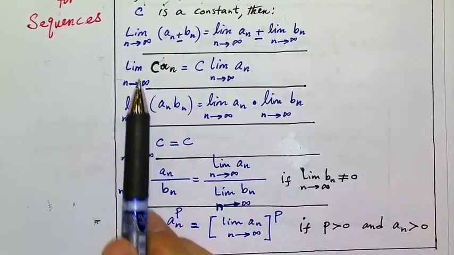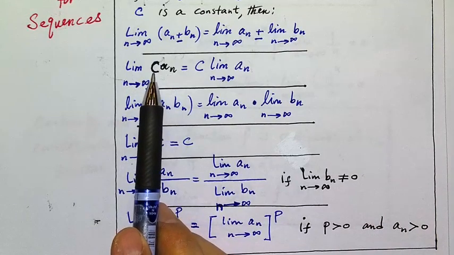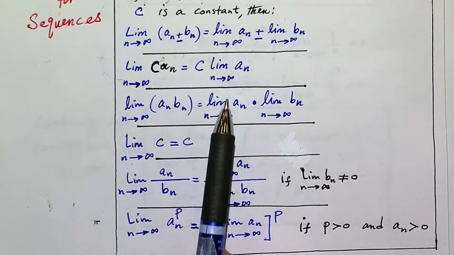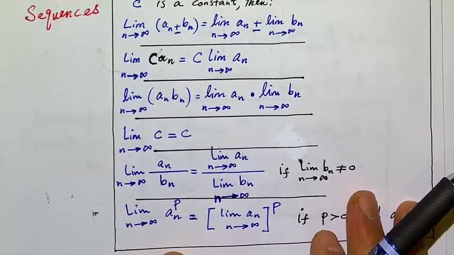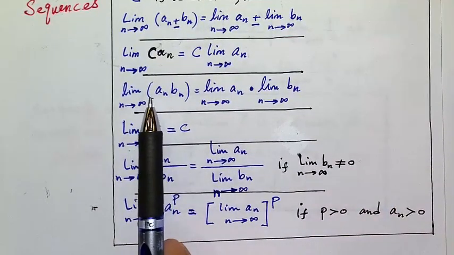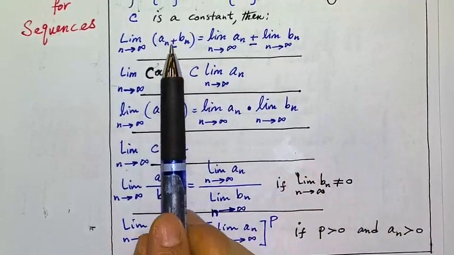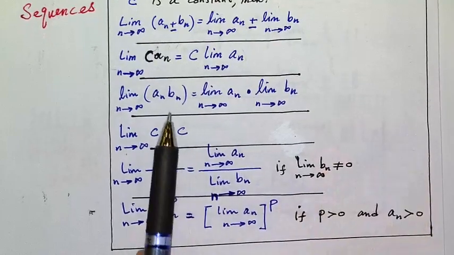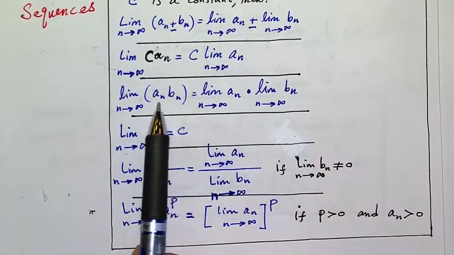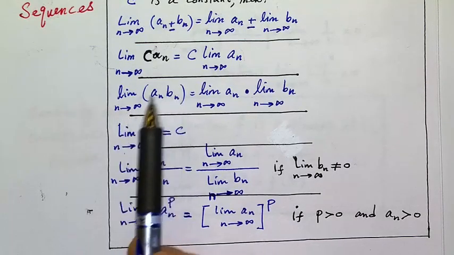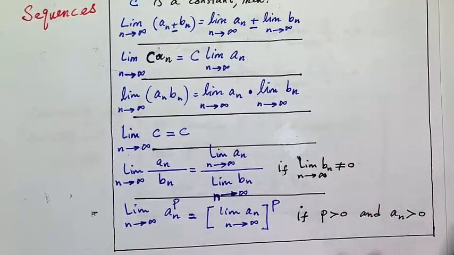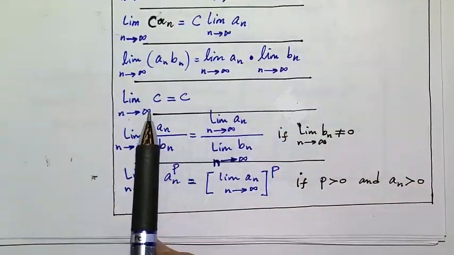So here, if you have a limit of a sequence that is multiplied by a constant c, that constant can be pulled out and placed in front times the limit of the sequence as n approaches infinity. And then the same thing that we showed applies to the sum and difference between two sequences. Here it's applied to the product of two sequences. So the limit of the product of the sequences is equal to the product of the limits of the sequences. Okay, all of this is pretty obvious.